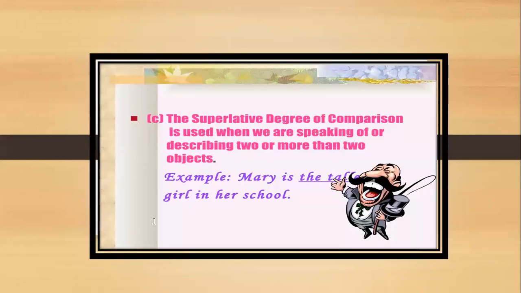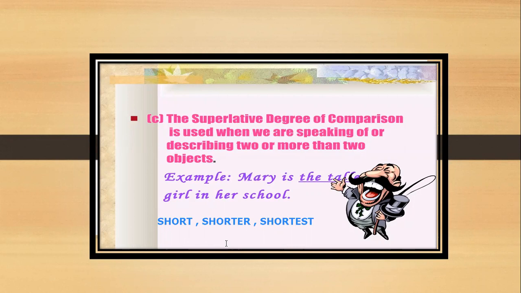We'll take the example of short only. Short for the positive, shorter for the comparative, and shortest for the superlative. I'll tell you one by one. Mary is a short girl. Mary is shorter than Ria. Mary is the shortest girl in the school.